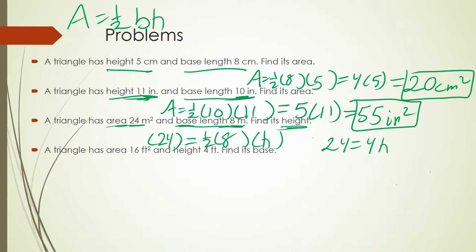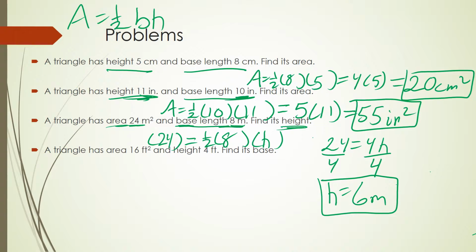So now again, we're solving for h, that means we have to get rid of that 4. Since we're multiplying it, that means we have to divide. So divide both sides by 4, because what you do to one side, you have to do to the other. So that leaves us that h is equal to 24 divided by 4, which is, of course, 6 meters. So the height of this particular triangle is going to be 6 meters.